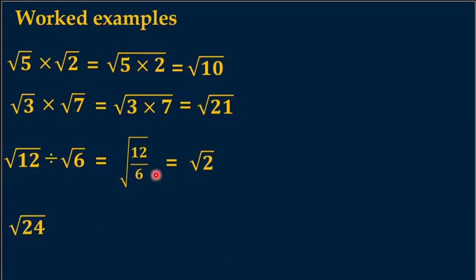Okay, what about square root of 24 divided by square root of 4? Now we know 4 divides 24 6 times, right? So that is it. We just replicate it under a square root. So 4 cancels 24 6 times. We bring our square root. So this is how we operate surds, by multiplying and then dividing them.